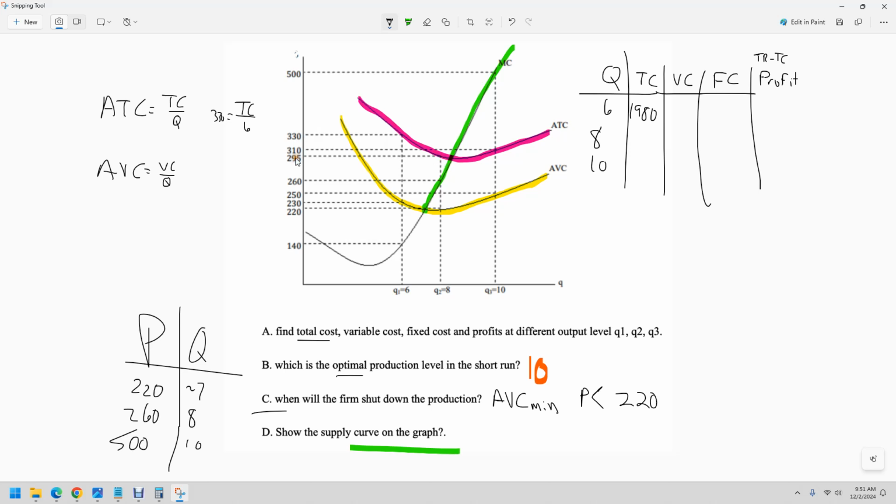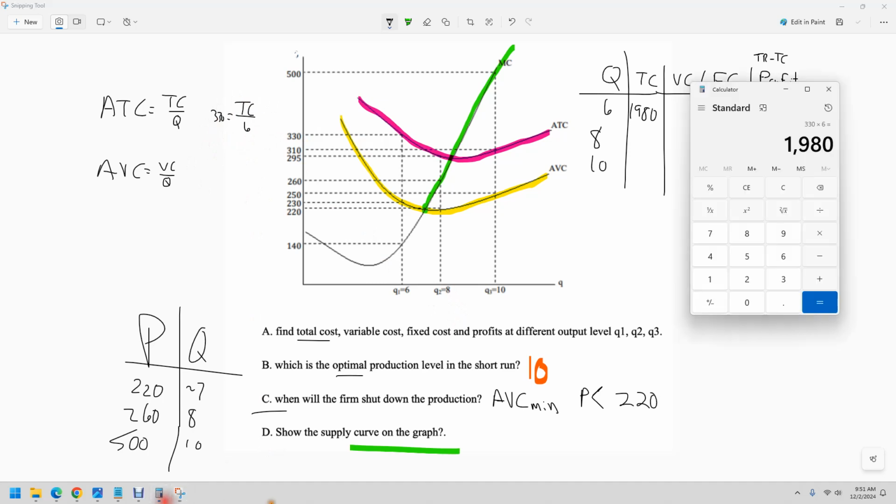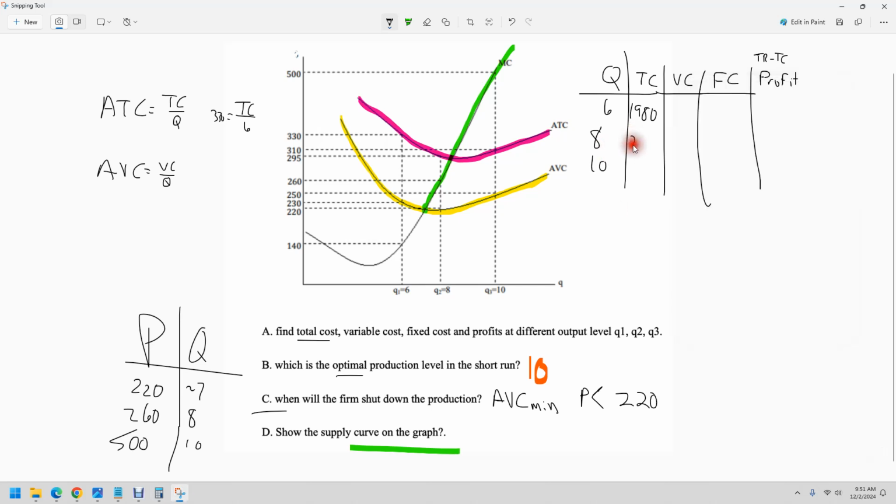So it'd be 295 times 8. It's the same concept here. 295 times 8, and that would be 2360. And then for 10, we would do 310 times 10. So that would be 3100.